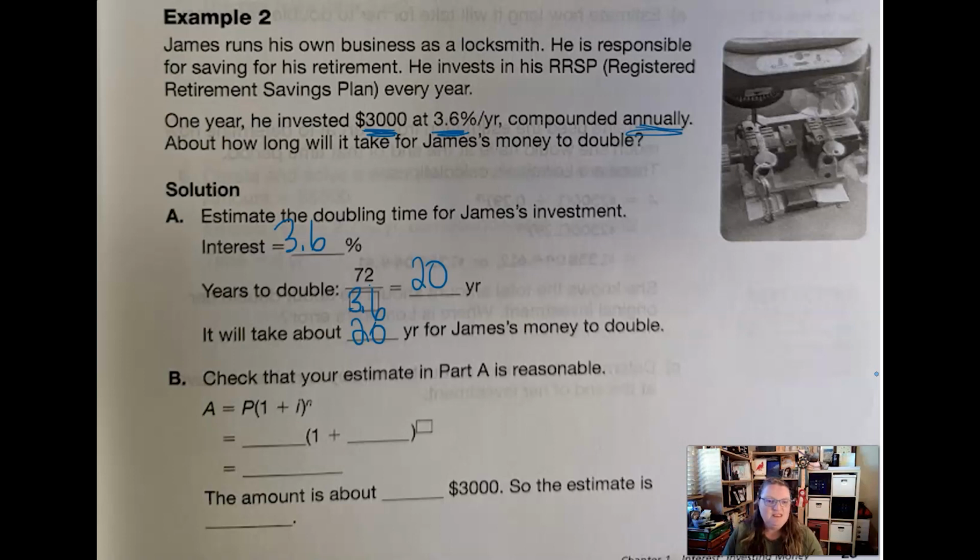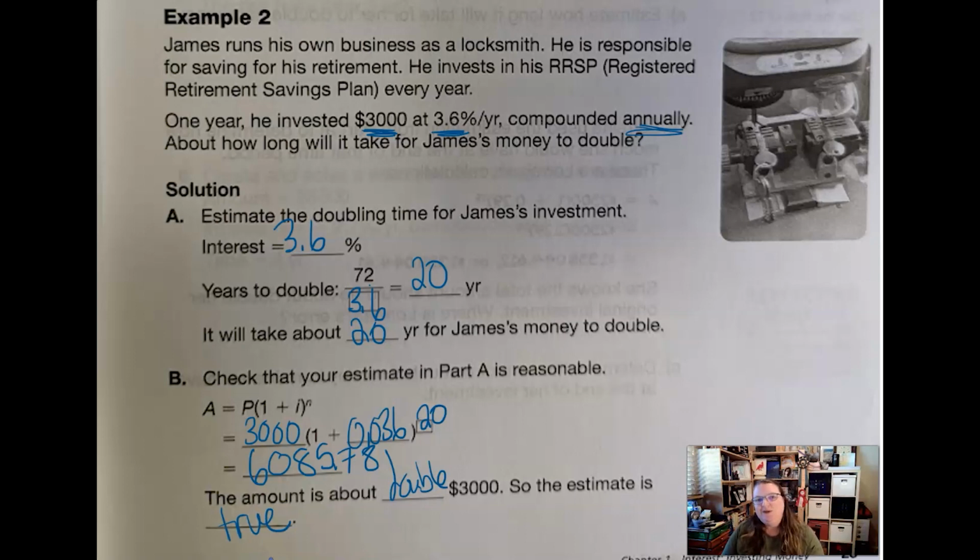So let's check that your estimate in Part A is reasonable. So we're just making sure the $3,000 at 0.036, compounded annually for 20 years, so compounding periods of 20. The answer to this would be $6,085.78. So that is about double. So your estimate is true. It's a good estimate.